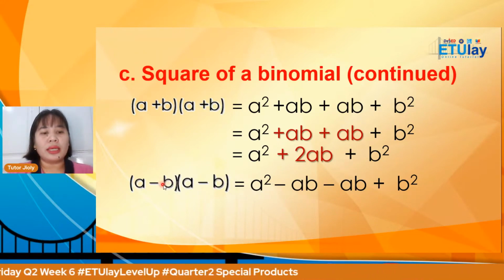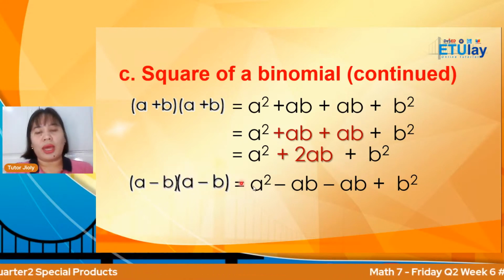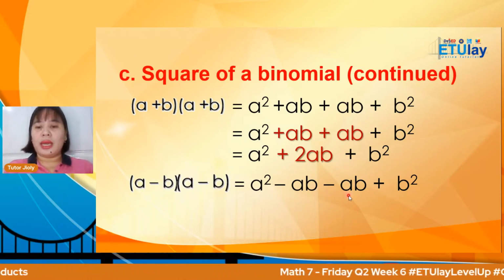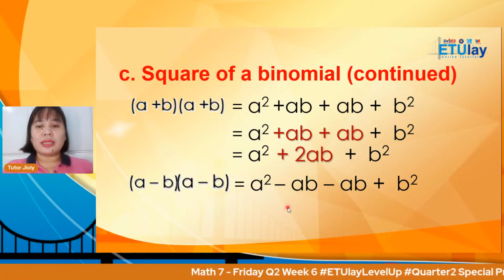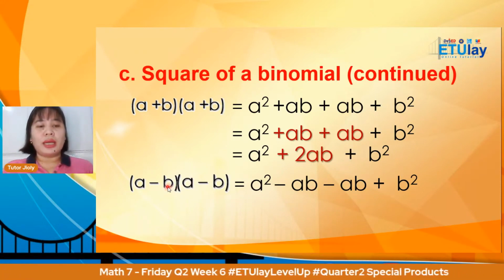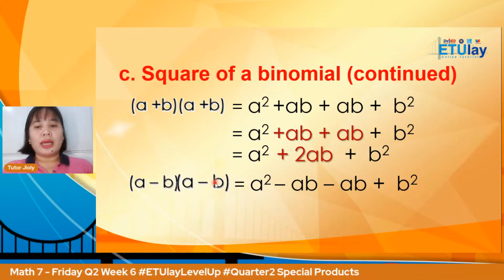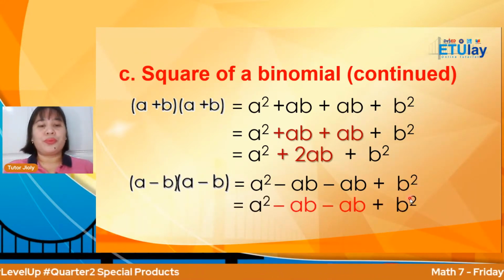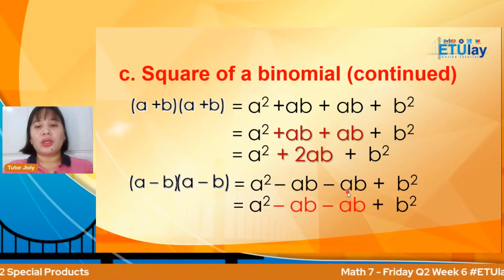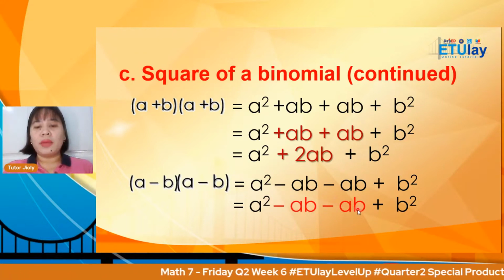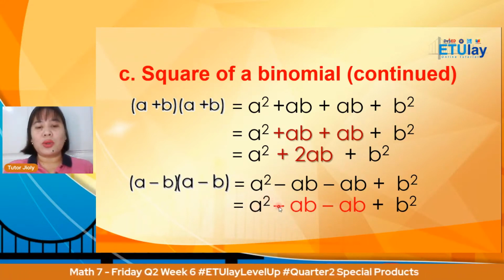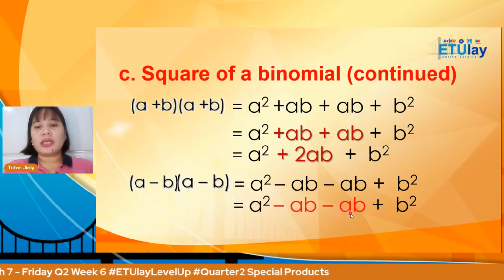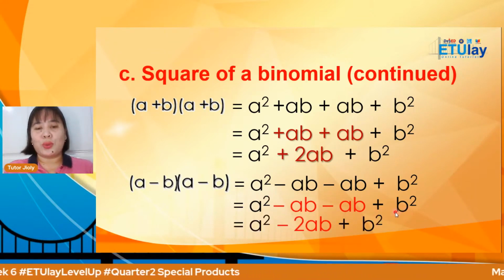Then next one, inner tayo. So negative B multiplied to positive A, that is negative AB. Then the last term, so yung last term natin, negative B multiplied to negative B, that is plus B raised to 2. Okay, then we're going to combine. So kung natandaan nyo again, same term tayo. So A raised to 2 minus AB plus B raised to 2.